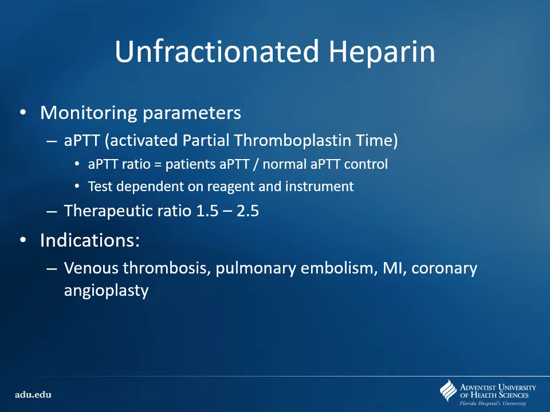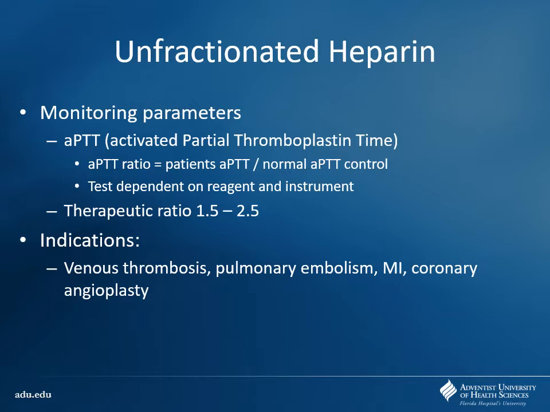Okay, so APTT, you're thinking heparin, okay? Or if I ask you on a test question, which of these is monitored with APTT? You're going to say heparin. Fantastic, good. Typically, you're using a ratio, so you're going to take the baseline normal value of a person who wasn't on heparin, and then compare it to what their value is now that they're on heparin. Usually shooting for like 1.5 to 2.5.